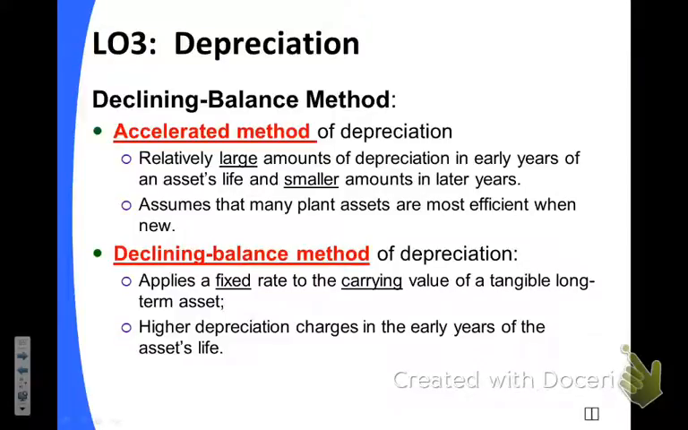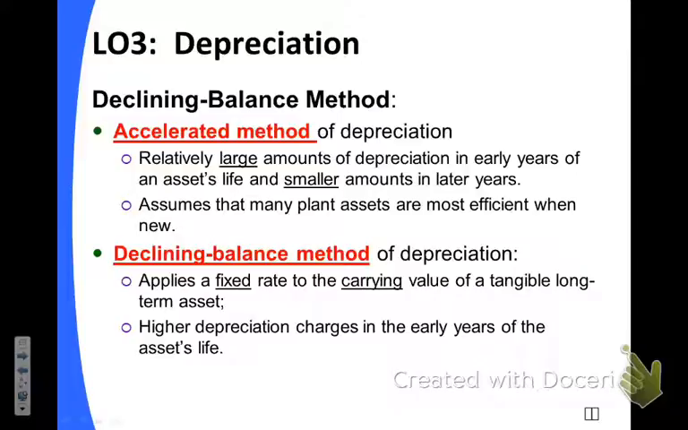So today we're going to finish up our discussion regarding depreciation methods, and we're going to look at the declining balance method of depreciation. Last time we spoke, we discussed two depreciation methods, straight line depreciation and the production method of depreciation. In this class, we're going to finish our discussion with the declining balance method.